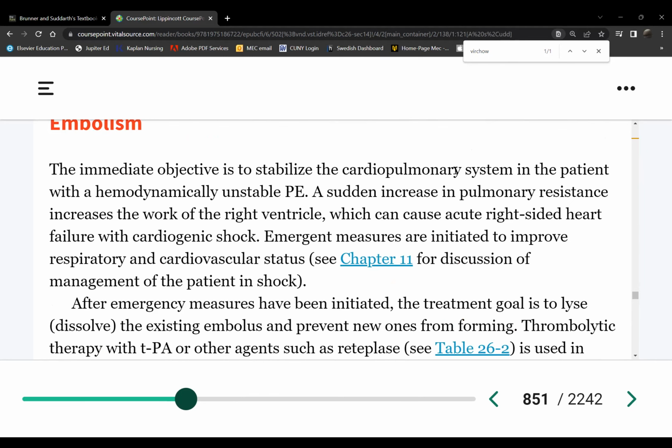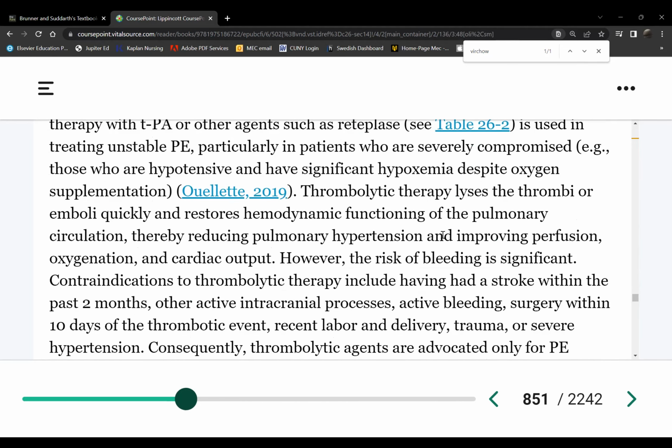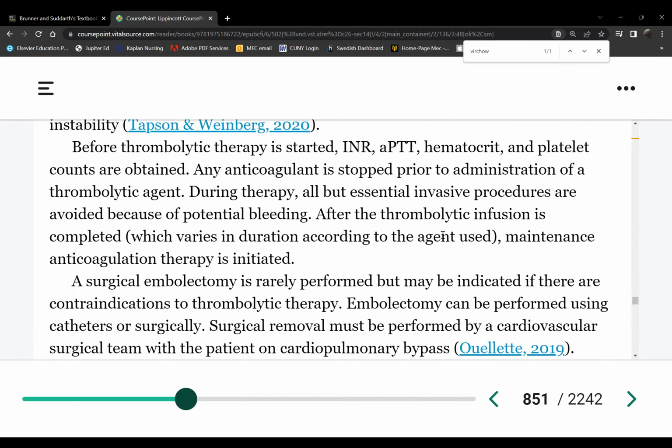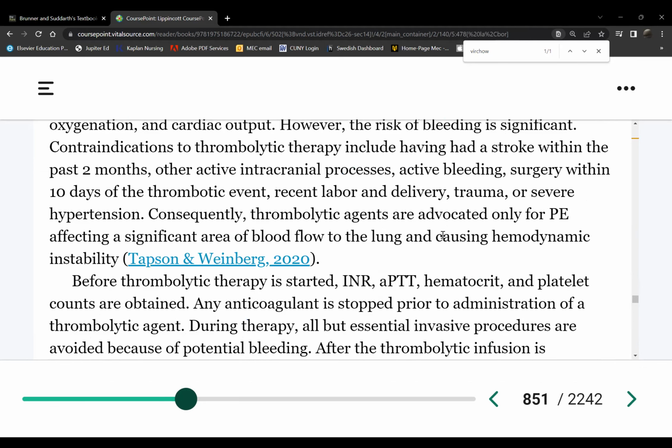So after, let's say they start with massive PE first, we'll do BLS, CPR, and then ACLS drugs, which is beyond the scope of this textbook or this chapter. Let's go now to the pharmacologic treatment. If it's massive PE, that means the clot is so big or the number of clots is so large or numerous. So what can we do?